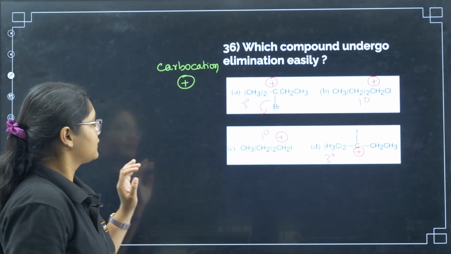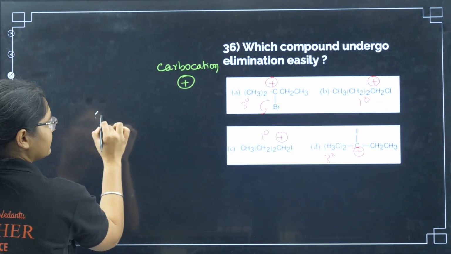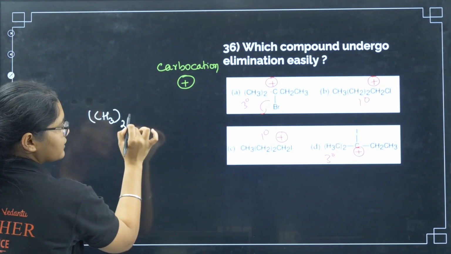So now I just want to draw the options once again. I think it might not be visible. So the first one is like this.